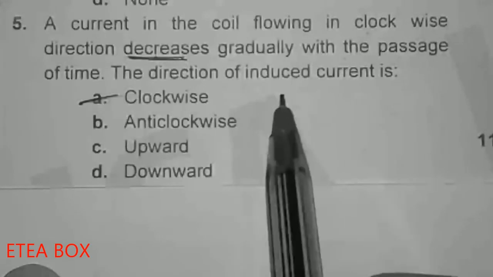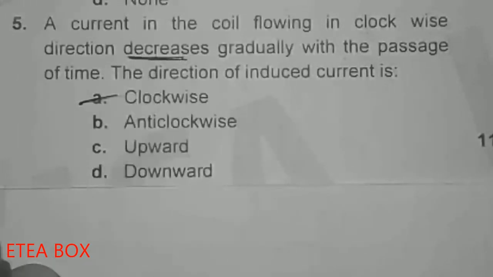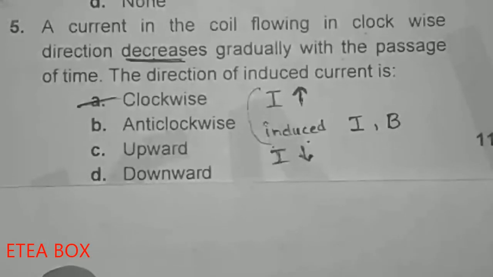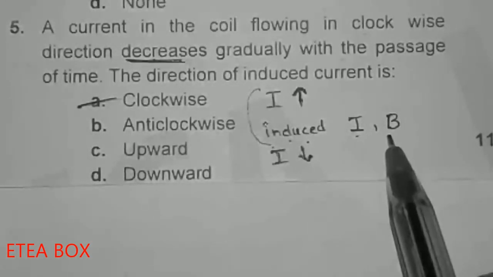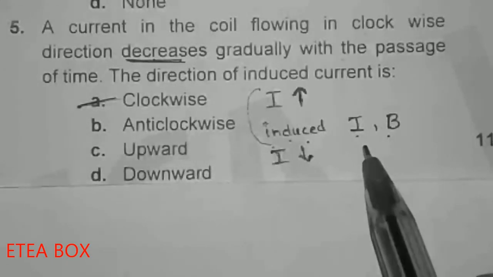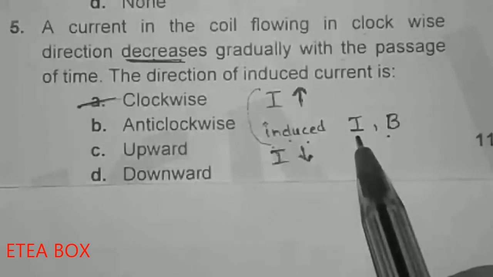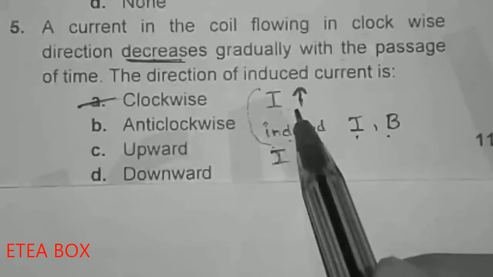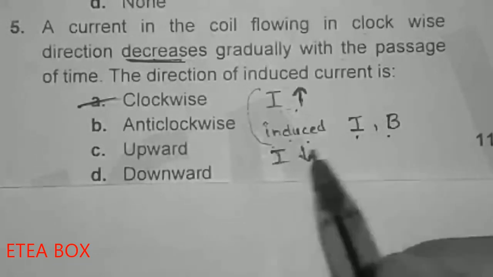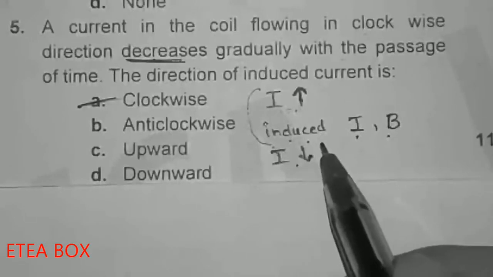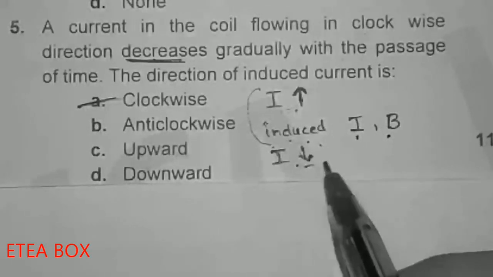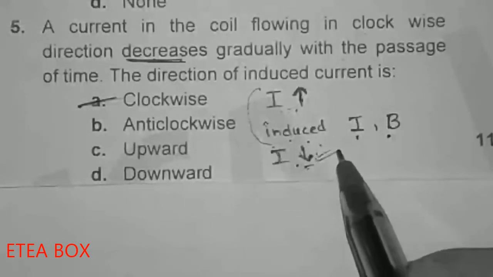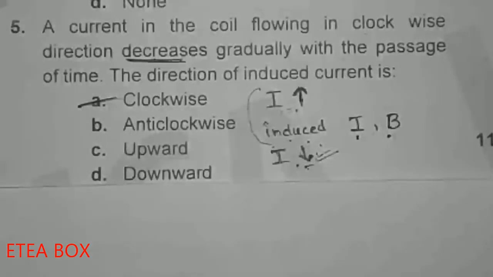Look, the induced current will have the same direction as the current in the primary coil. Look here, when the current is increasing, the induced current and the magnetic field will have the opposite direction, in order to decrease its effect. Now when the current is decreasing, the induced current and the induced magnetic field will have the same direction as this one, in order to increase its effect. So here option A is correct.